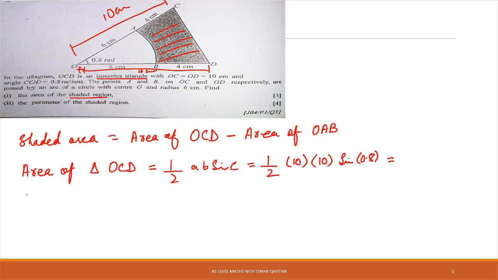Now we have to find the area of this sector OAB. The formula for sector we have is 1 upon 2 r square, which in this case is 6 square, because this is 6 over here, times theta, which is 0.8.